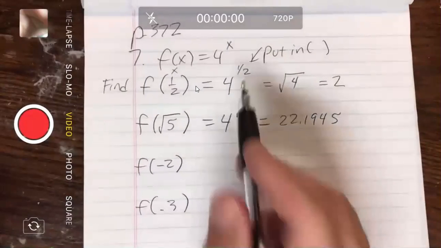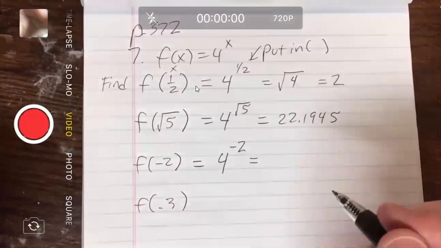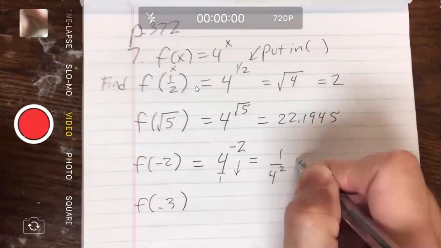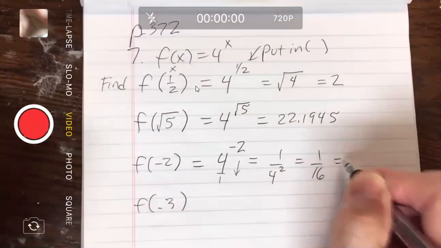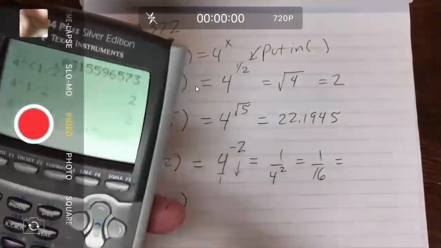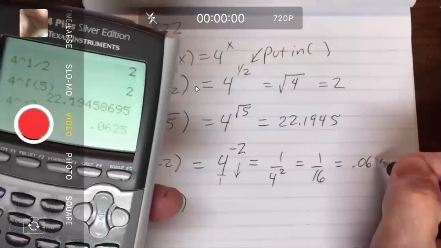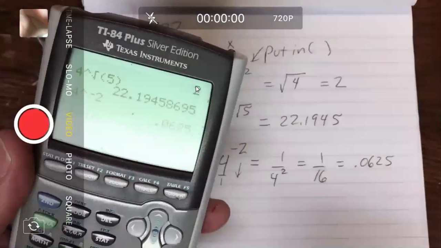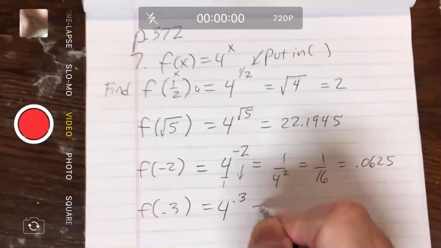But all right, 4 raised to a negative 2. If you remember what I just showed you about the graphs, you need to switch that down: 1 over 4 squared, which would be 1 over 16. Your calculator will give you the decimal for 1 over 16. 4 raised to a negative 2, 0.0625. And if you went 1 divided by 16, 0.0625. And finally, 4 raised to the 0.3.